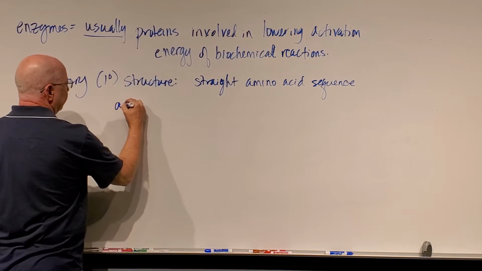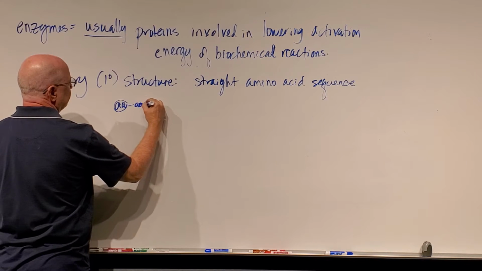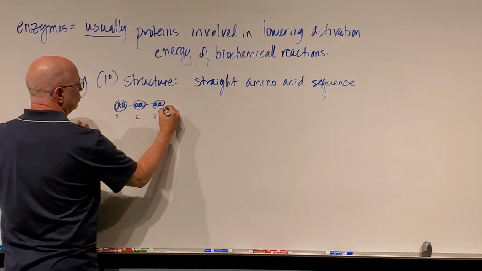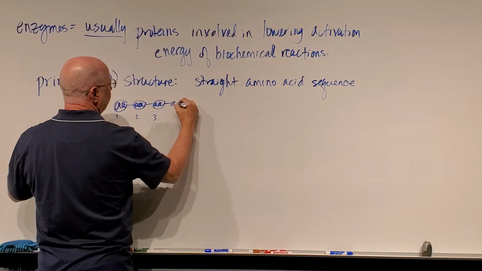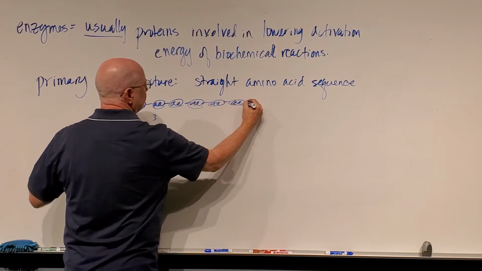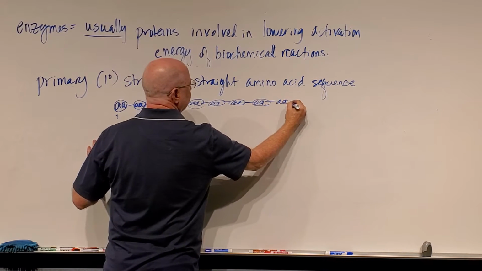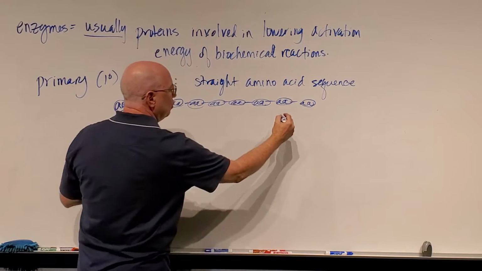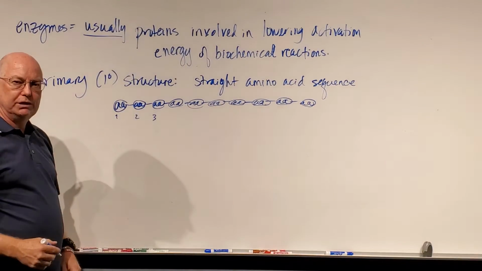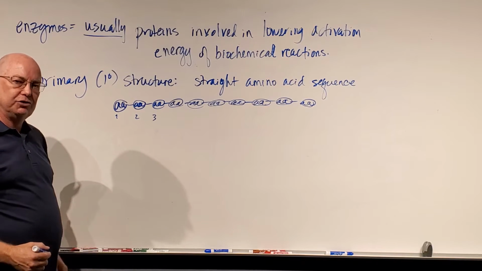So if I have a protein that looks like this, and I know that this is amino acid number 1, 2, 3, 4, and so on. I'm not going to put the numbers down, but if I have a whole bunch of amino acids strung together in a long chain, and I know the order of amino acids, then I know what's called the primary structure of the protein. That's not the final structure.